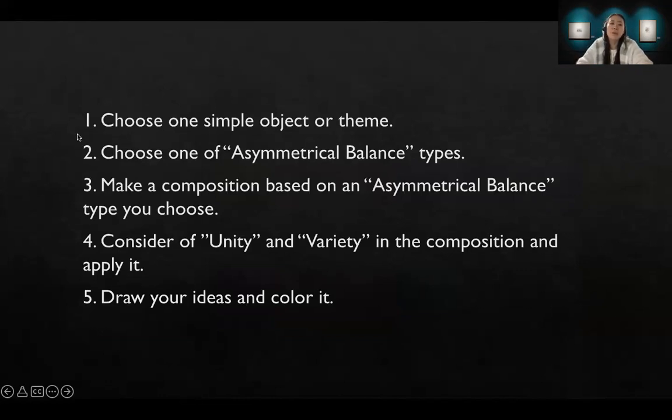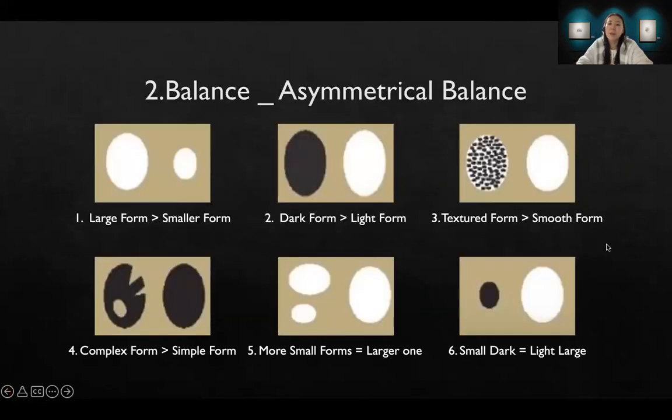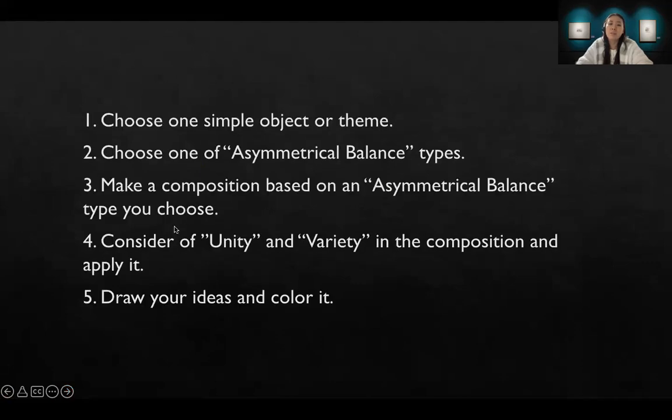Number 1, you're going to choose one simple object or theme. Number 2, choose one of the asymmetrical balance types we just saw together. There are 6 types of asymmetrical balance types, right? You're going to choose one of them. Number 3, make a composition based on the asymmetrical balance type you chose. Number 4, consider unity and variety in the composition and apply them. And number 5, please draw your ideas and color it.